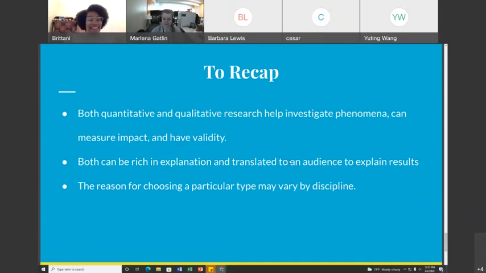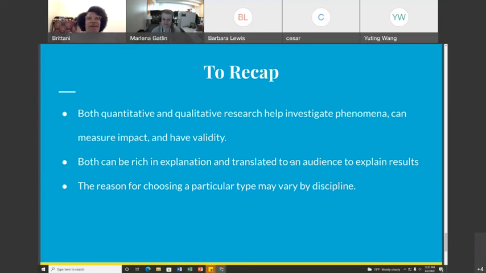Okay, so I know I've been talking for a while, but to recap, both quantitative and qualitative research help investigate phenomena. They can both measure impact and they both have validity. Depending on your departments, you might have been told that one is bad and one is good, or one is more reputable and one isn't. And I would argue that it's probably bad practice to say that. It's more like which case fits for what it is you're trying to do.